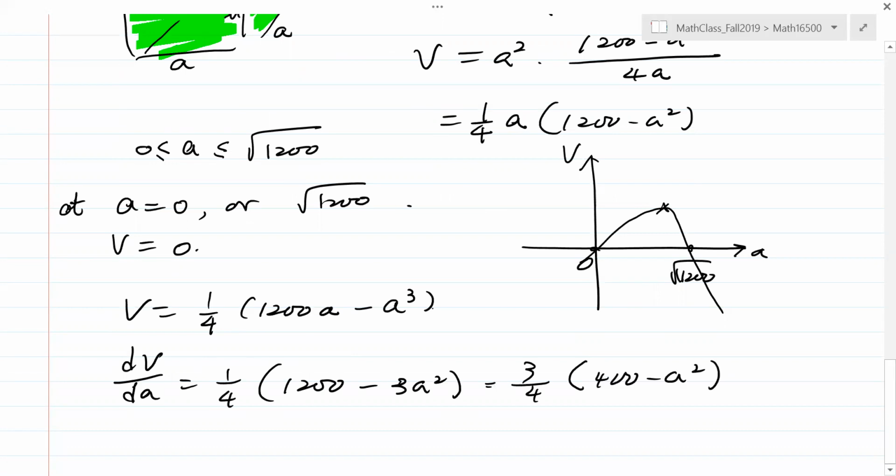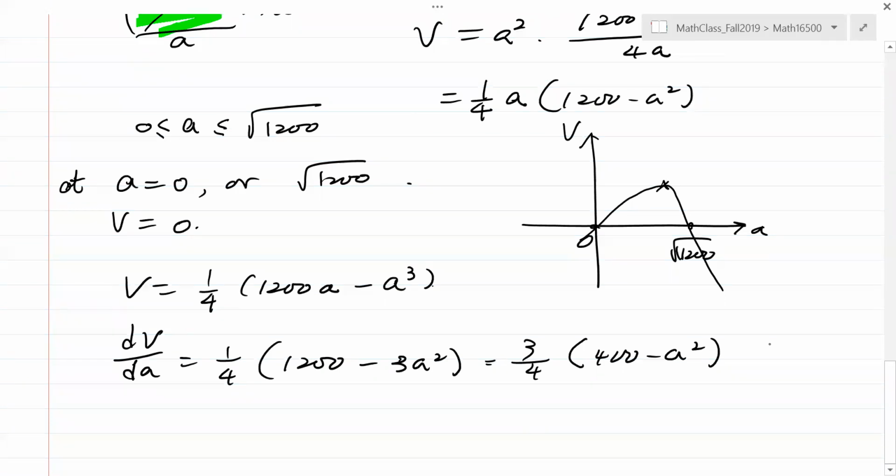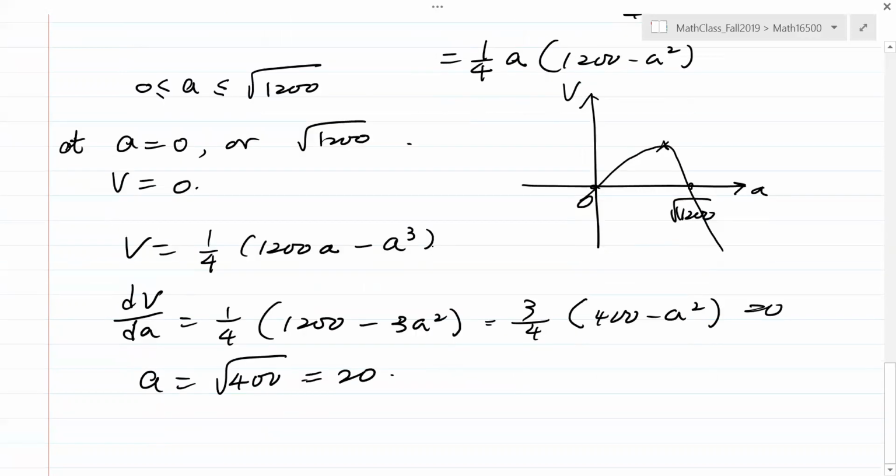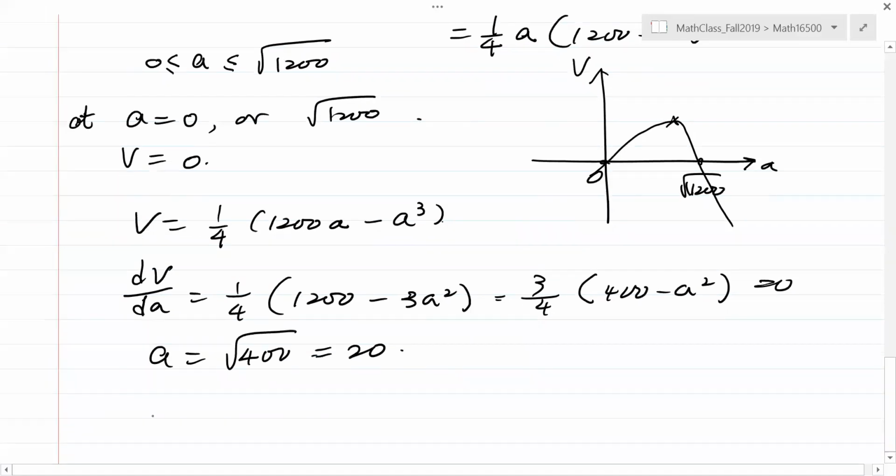Okay, that's it. If I set this to be 0, A is going to be plus or minus the square root of 400, but just positive, because we're looking for critical numbers in the interval between 0 and the square root of 1,200. Okay, it's 20. So 20 is the only critical number inside the interval. And clearly, the volume function has an absolute maximum at this number. V has maximum value at A equals 20.